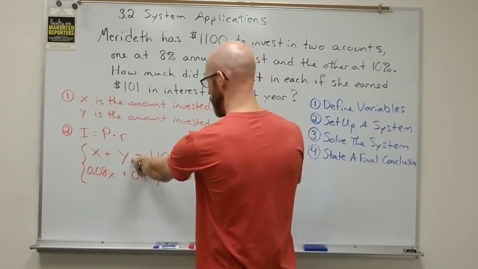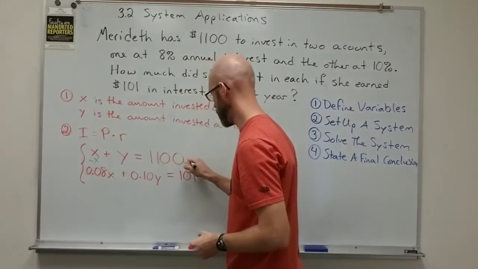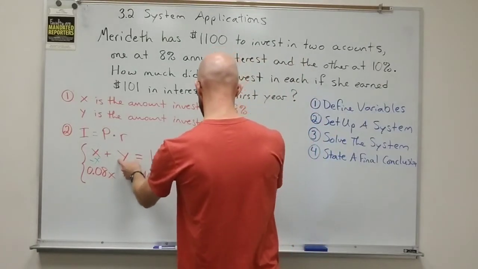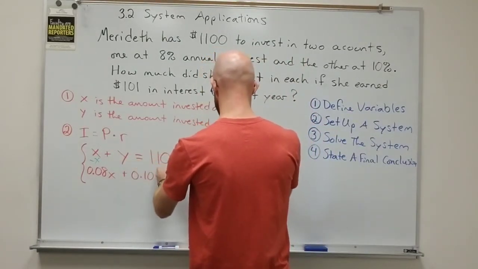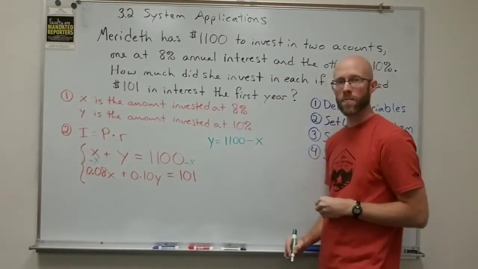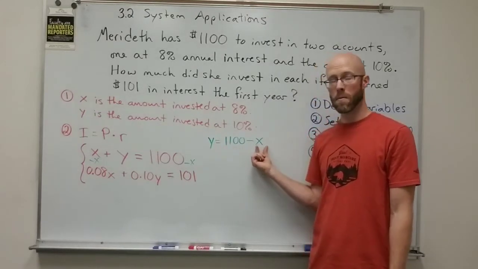So on this top equation, I'm going to solve for y. To do that, I'm going to subtract an x from both sides. So this becomes y equals 1100 minus x, which makes sense. The amount at the 10% is equal to 1100 minus the amount at the 8%.